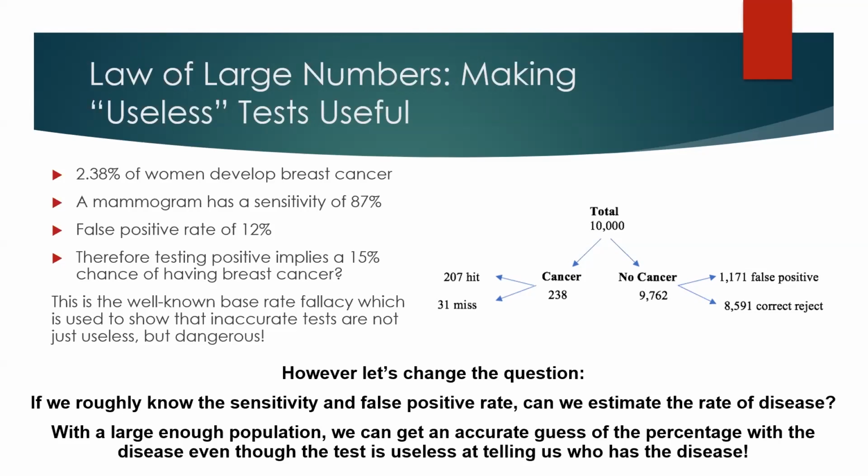And so if you know the base rate fallacy, what you can essentially do is say, well, if I had 10,000 people, with 2.4% getting cancer, then I can split it up here. If this is my sensitivity and my false positive rate, you can split it up.